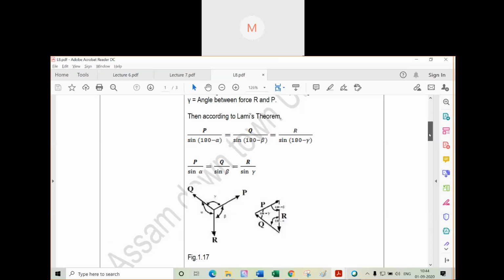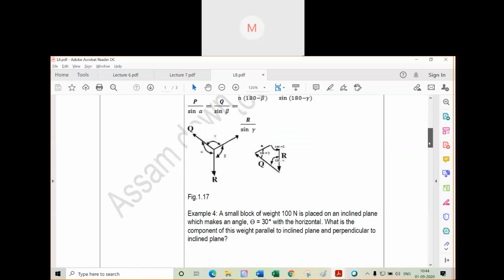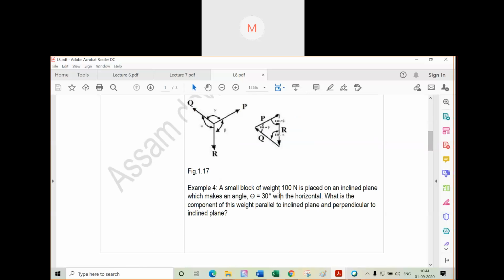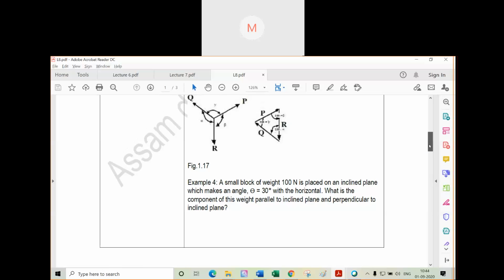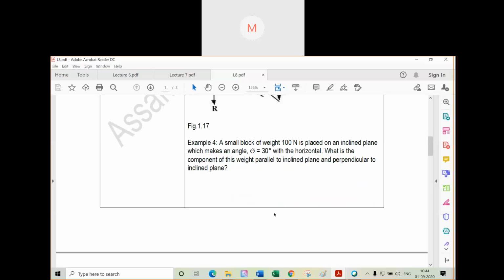So now we will do one other question. A small block of weight 100 Newton is placed on an inclined plane which makes an angle theta equal to 30 degree with the horizontal. What is the component of this weight parallel to the inclined plane and perpendicular to the inclined plane? This is very simple.